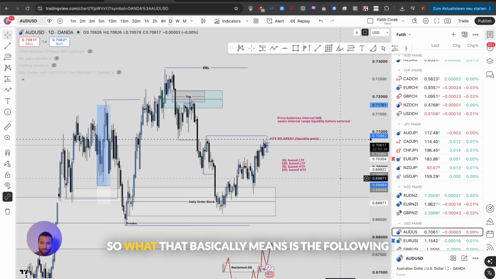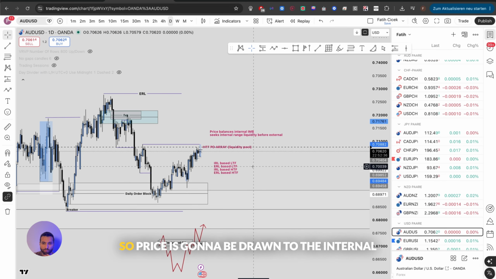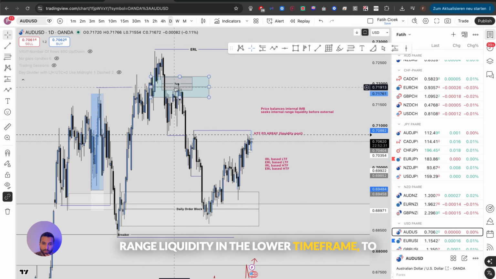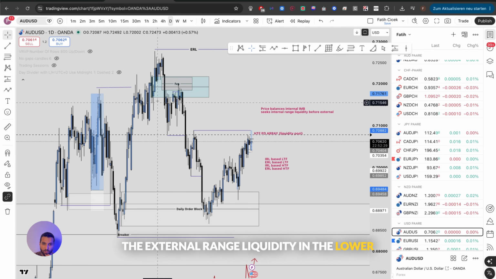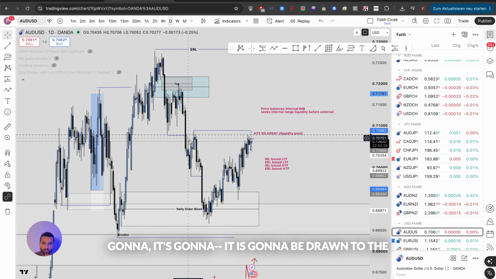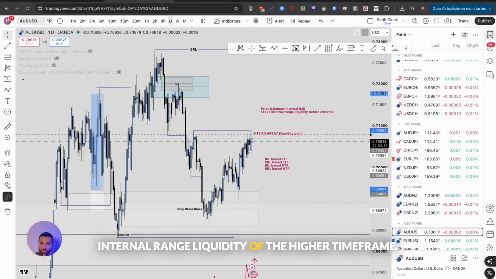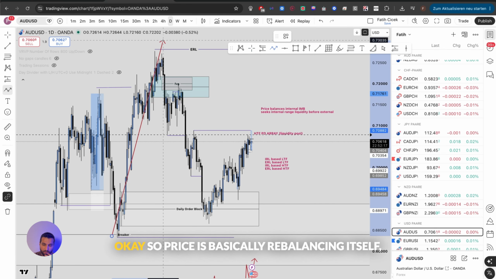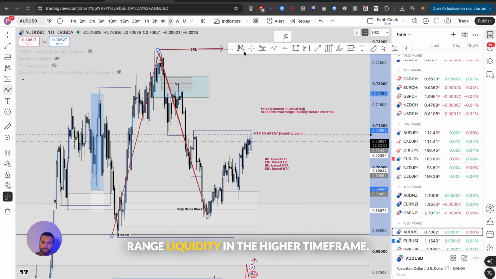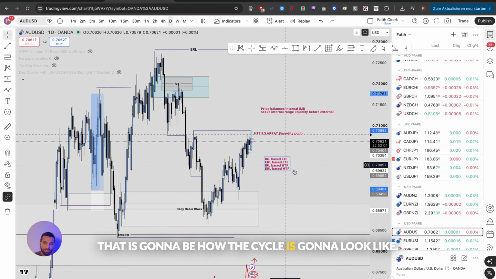So what that basically means is the following. Price is going to be drawn to the internal range liquidity in the lower time frame, to the external range liquidity in the lower time frame, and while doing that, it is going to be drawn to the internal range liquidity of the higher time frame. So price is basically rebalancing itself, and then it's going to attack the external range liquidity in the higher time frame. That is how the cycle is going to look.